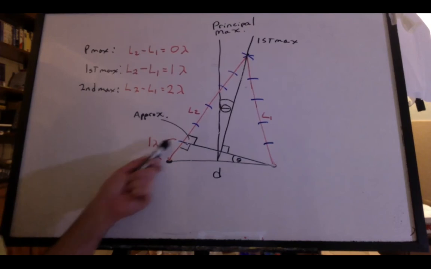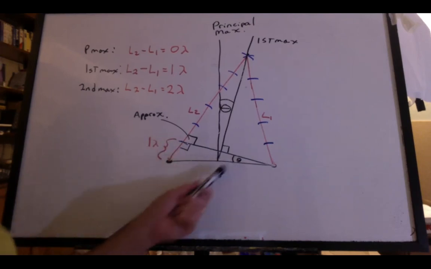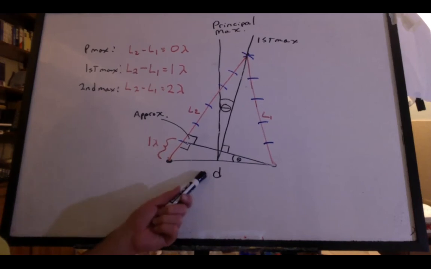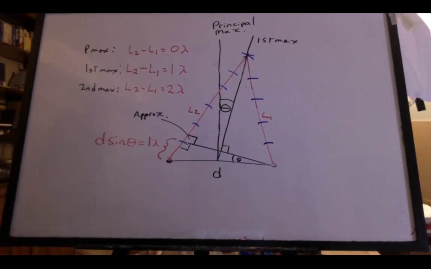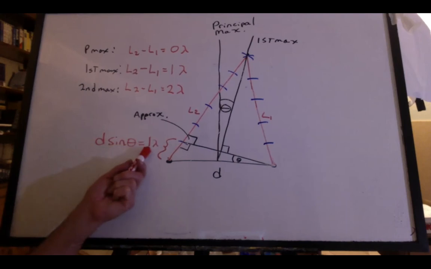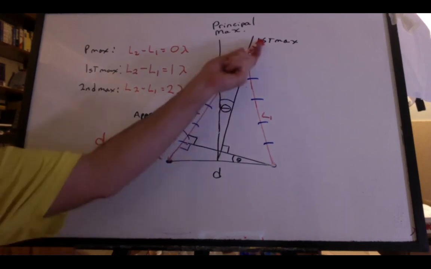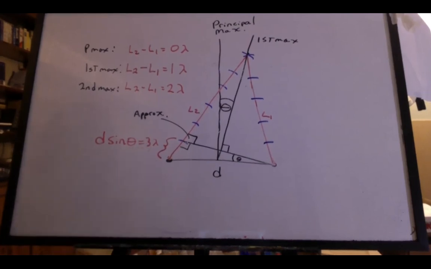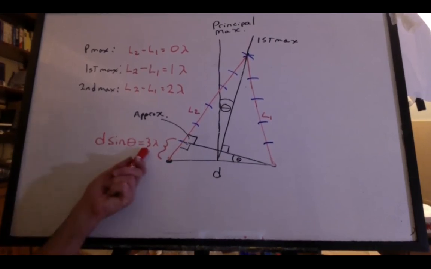How would you calculate that wavelength given theta and d? d is a hypotenuse. We can say d sine theta is this wavelength. And it's only going to be 1 wave if we're at the first maximum. What do you think it's going to be if we were at the second maximum? The difference would be 2 waves. And it would be 3 if we were at the third.